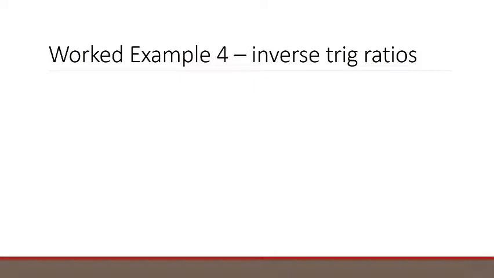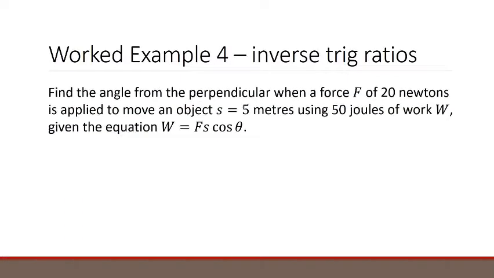In worked example 4, we'll be looking at inverse trig ratios. And it's a word question, and it says, find the angle from the perpendicular when a force F of 20 newtons is applied to move an object S equals 5 meters using 50 joules of work W, given the equation W equals Fs cos theta. And it may look difficult at first, but the first step is the same. Write out the formula. So W equals Fs cos theta.